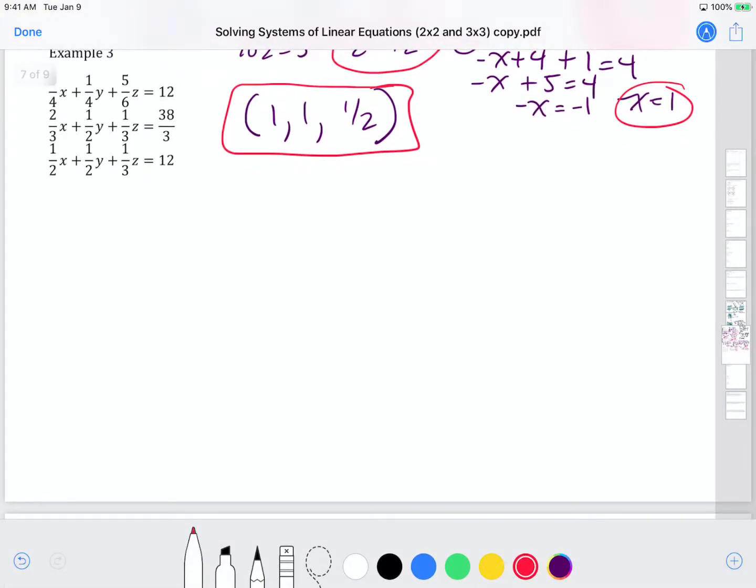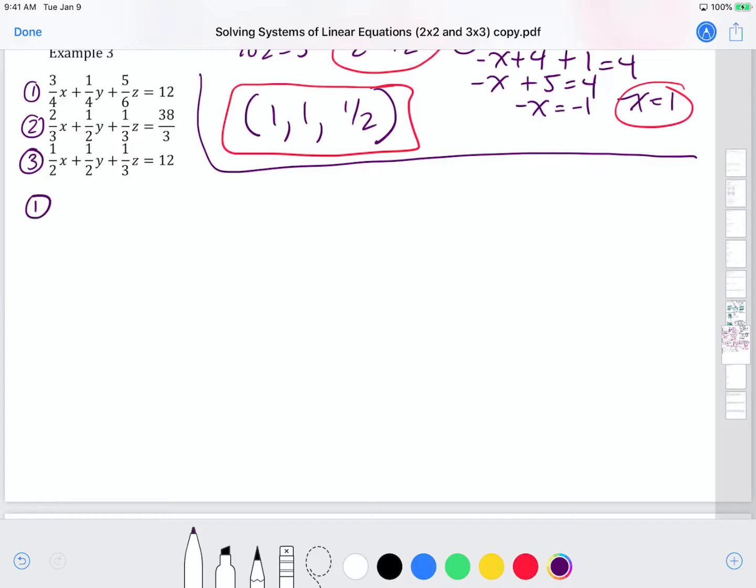Okay, next example. It's not pretty, but it's not hard either. We have to clear the fractions before we even start this problem. If you look, we'll call this equation 1, 2, and 3. If we look at equation 1, we can clear those values by multiplying everything by 12.